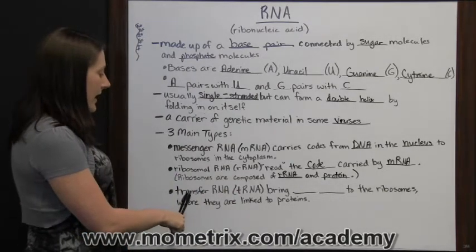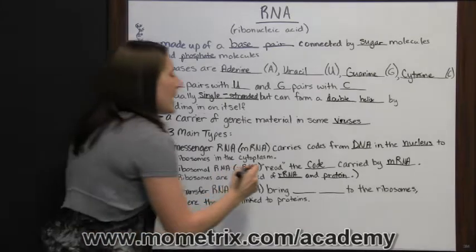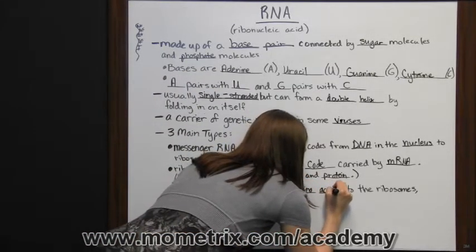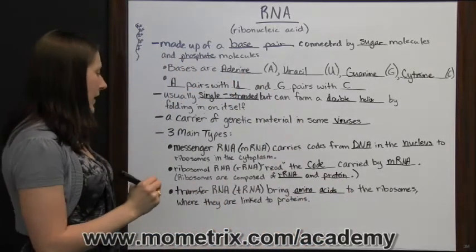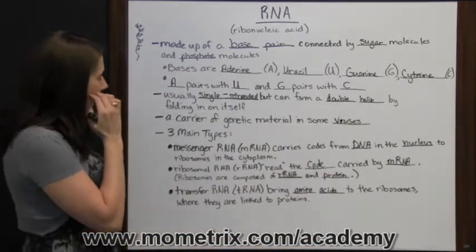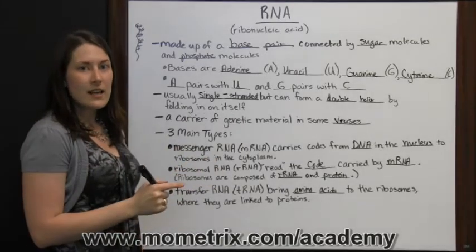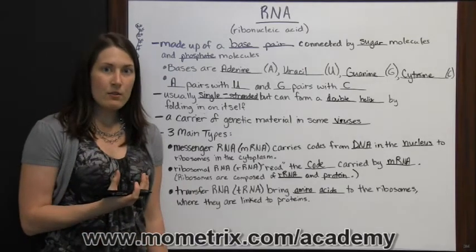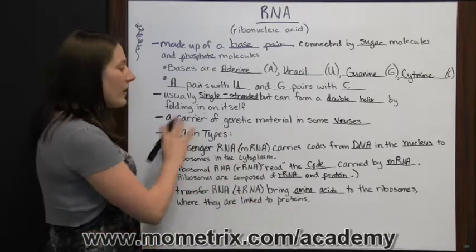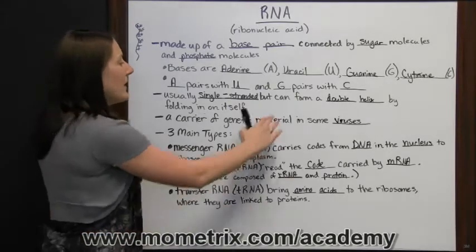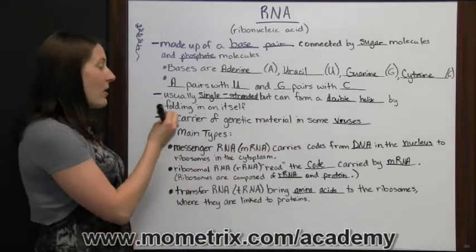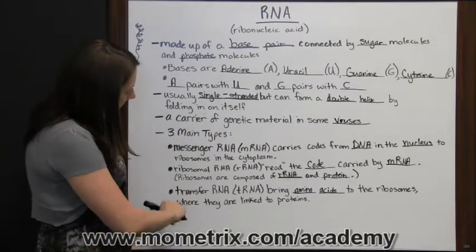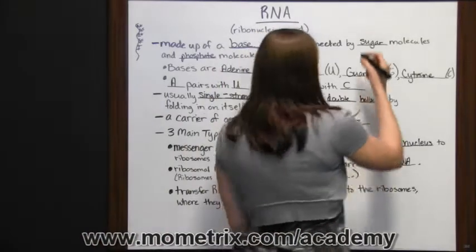And then transfer RNA, or tRNA, bring amino acids to the ribosomes where they are linked to proteins. So you can see RNA is moving around the cell a lot. It's not just staying in one place. DNA is mainly just going to stay in the nucleus and hold that genetic material. RNA is going to move it around, except in the case of viruses, where RNA is the main holder of genetic material instead of just a transport system. So let me show you what this might look like.